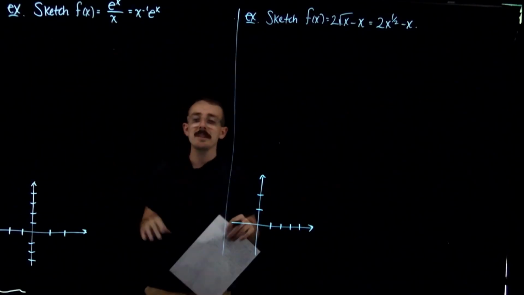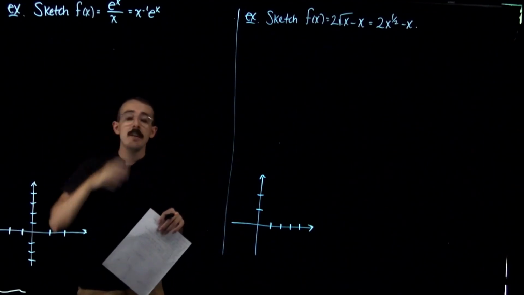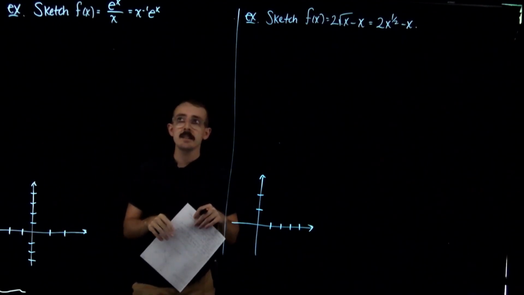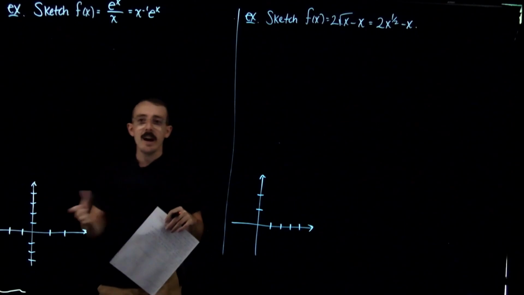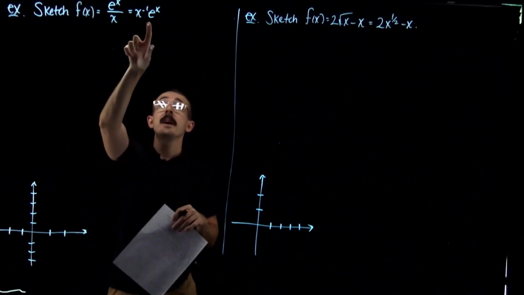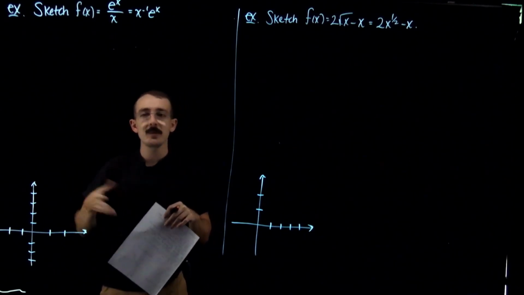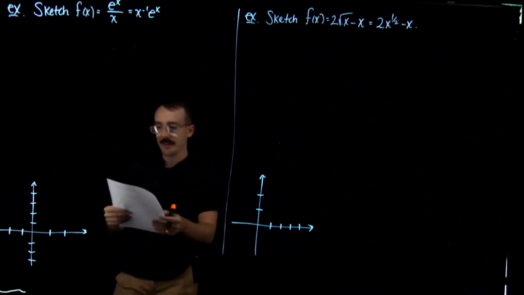So now I have 2 more examples that we're going to go over. The first one is to sketch the graph for e to the x over x. And I've already rewritten this as x to the -1 power because we can do that. My plan was to use the product rule instead of the quotient rule. So that's why I've rewritten it.